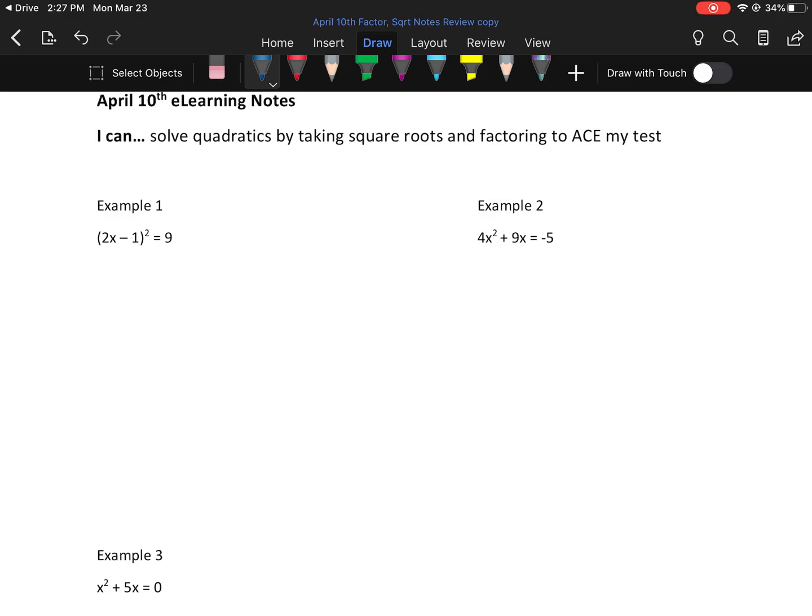Hey guys, we are going to refresh how to solve quadratics by taking square roots and factoring. I thought I'd go ahead and make a video of just 3 quick examples. We just got off a 2-week spring break, long enough for you guys to forget everything, so this way there were fresh notes for you guys to look at.